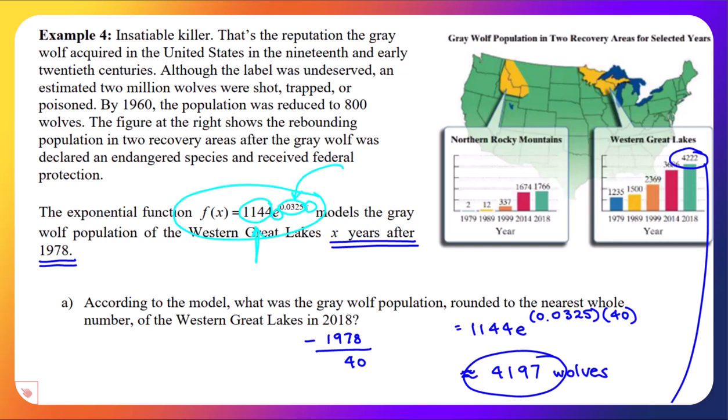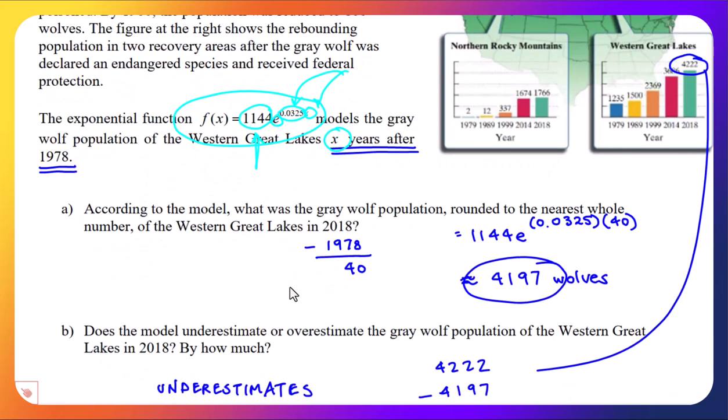And X is the number of years. So if we use this model in 2018 from 1978, we have 40 years. The growth rate doesn't change. The initial amount doesn't change. E doesn't change. And if I pop this into our calculator, we get this amount.